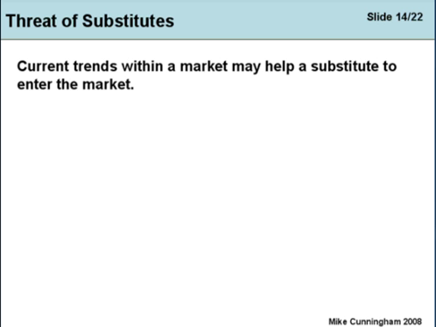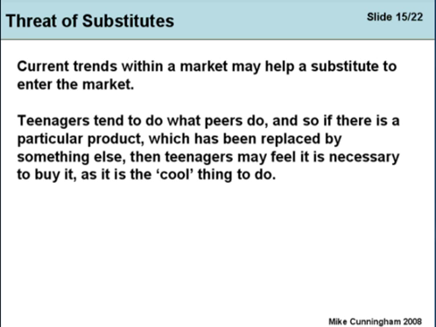Current trends within a market may help a substitute enter the market. A good example here would be teenagers. Teenagers tend to do what their peers do. It's a herd instinct. So if people go with a particular product within a particular group, it's a bit tribal really, but if one member of the group, or the tribe if you like, buys a particular telephone, the rest tend to go with that one. They don't want to lose membership of the group by having a different telephone. I know it may sound strange, but apparently this is the way we live.